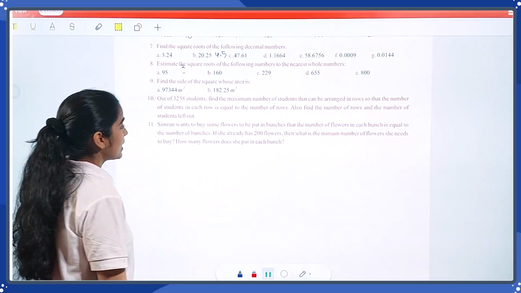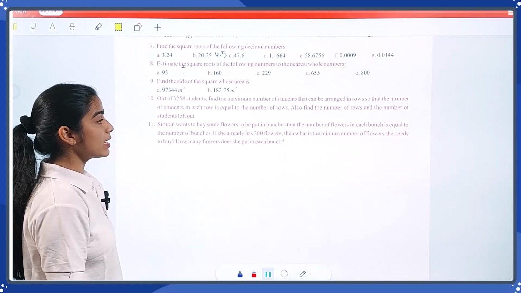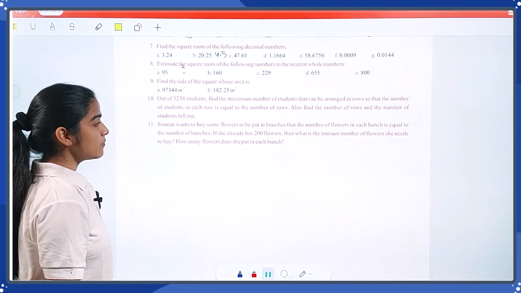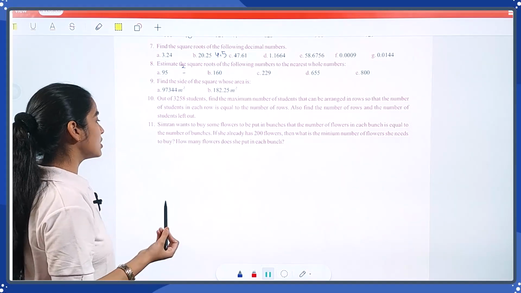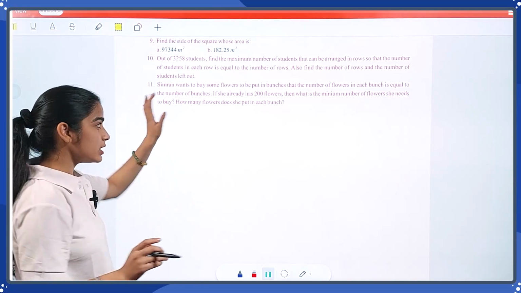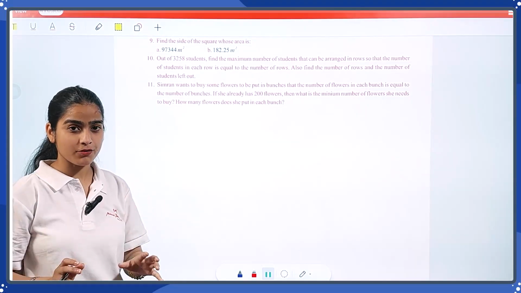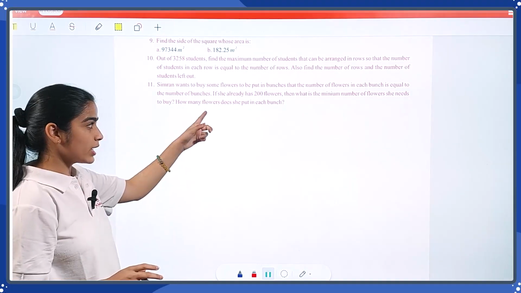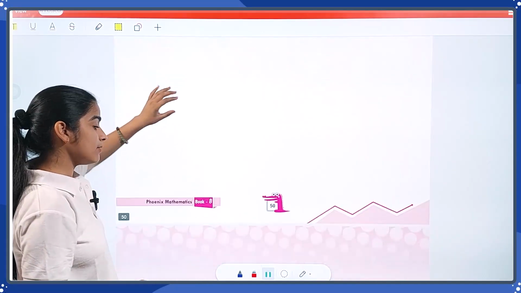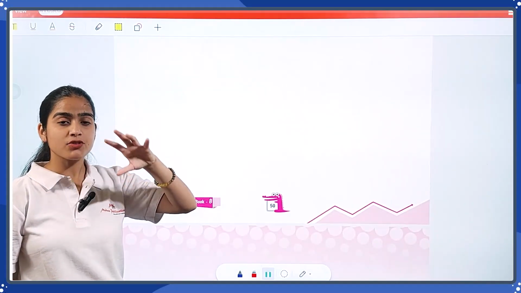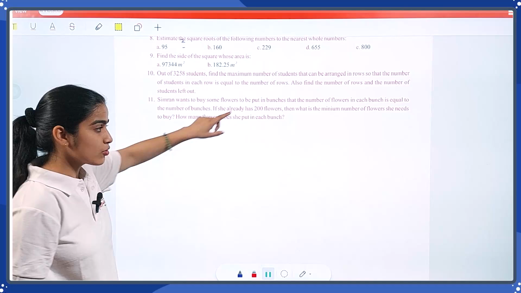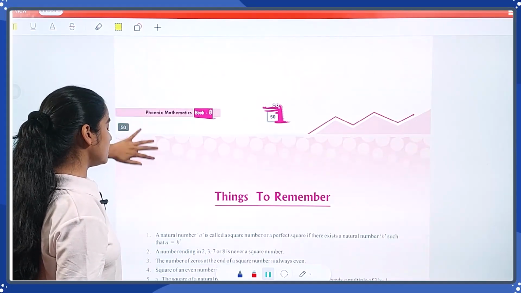Now Simran wants to buy some flowers to be put in bunches such that the number of flowers in each bunch is equal to the number of bunches. If she already has 200 flowers, then what is the minimum number of flowers she needs to buy? How many flowers does she put in each bunch? So students, I hope you already got the answer, how you have to find out which method you have to apply here. So choose your method and find out the number which is a remainder, because it cannot be a perfect square, right? So you have to find that number and then it will be your answer.